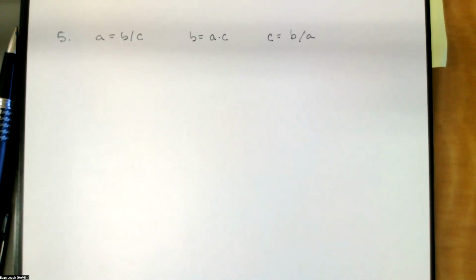We're just trying to rearrange what's going on. If A is B divided by C, that means B is A times C, and that means C is B divided by A. We're just exploiting the relationship between multiplication and division.